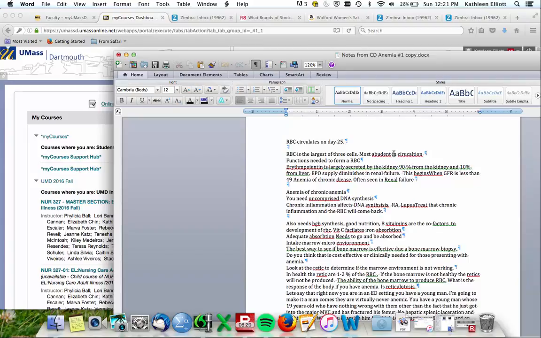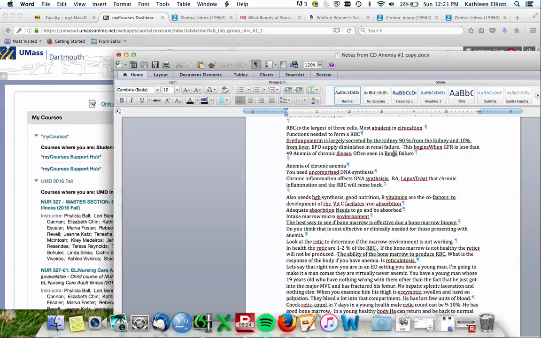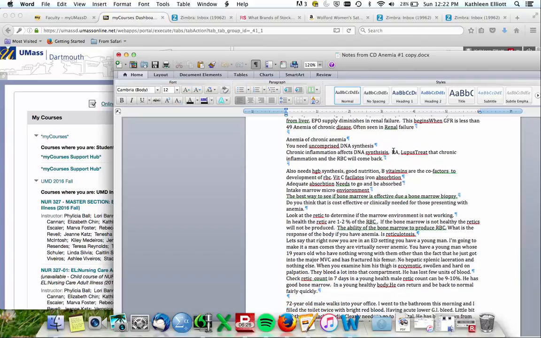Anemia of chronic disease is often seen in renal failure. Also, in a normal, healthy individual, you need uncompromised DNA synthesis. Chronic inflammation affects DNA synthesis. Examples are people with rheumatoid arthritis or lupus, who have chronic inflammation. So the take-home here is to treat that chronic inflammation, and then the RBCs will come back.